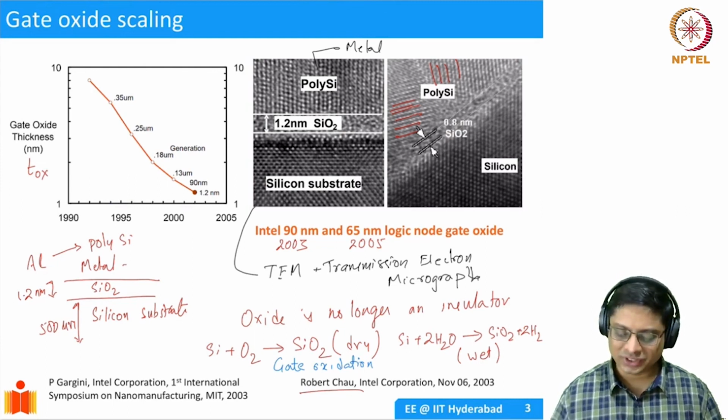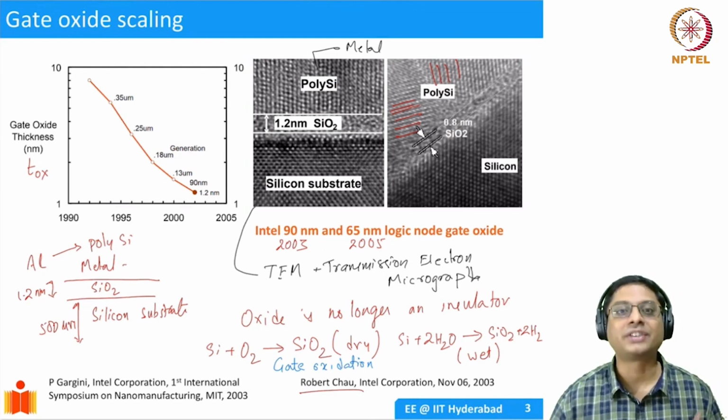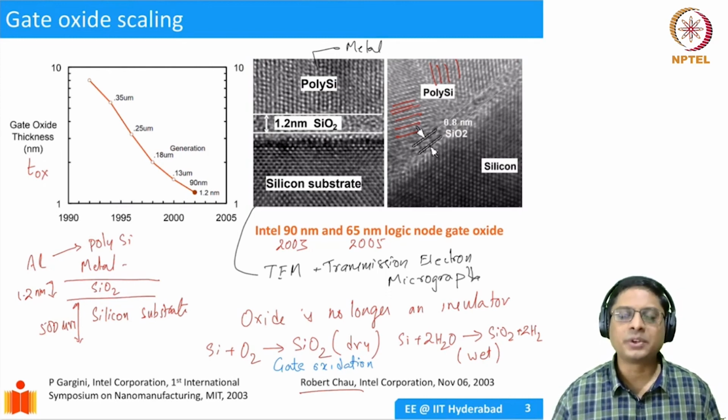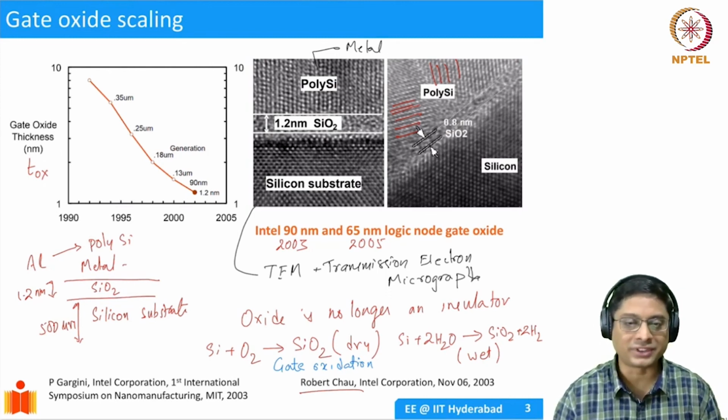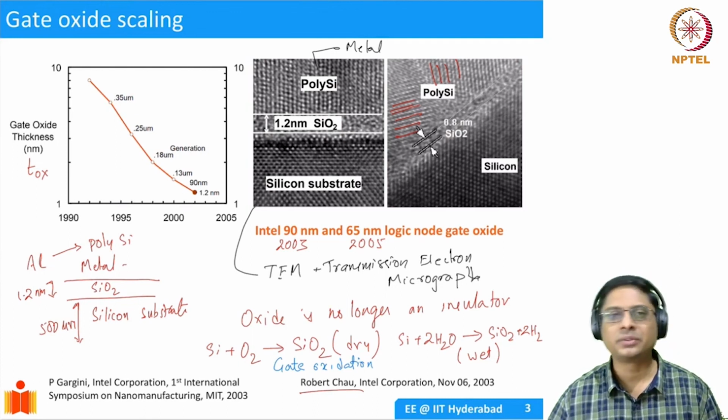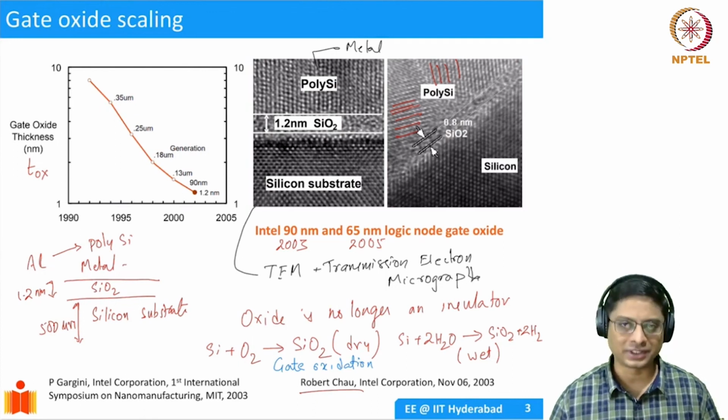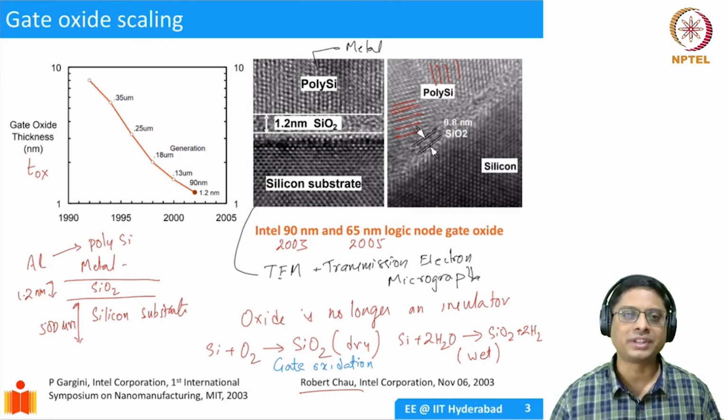Using dry oxidation, we make this oxide on the silicon wafer, and then you deposit metal on top of it. That's how you make a MOS capacitor. So this was a brief overview of the structure of the MOS capacitor. In the subsequent videos, we will talk about the electrical properties and how to understand them.